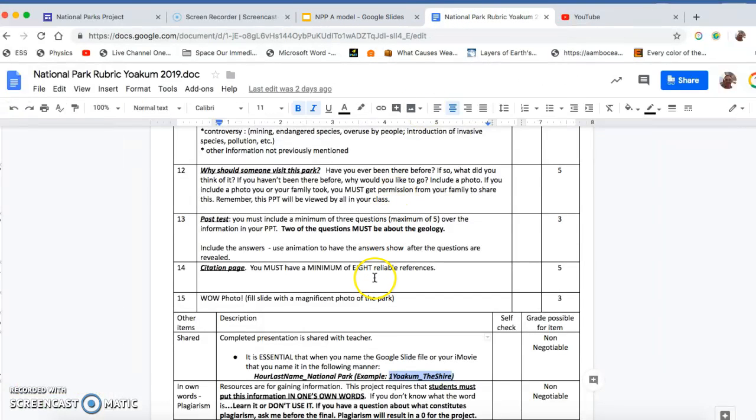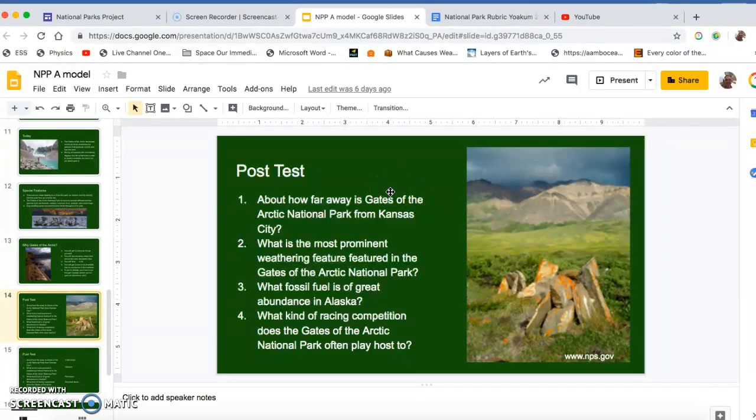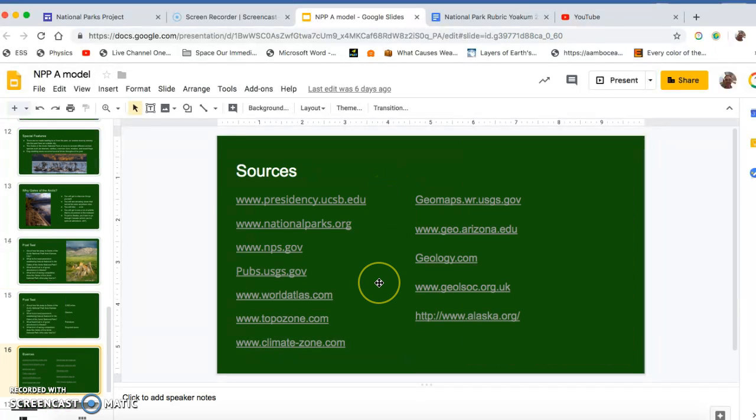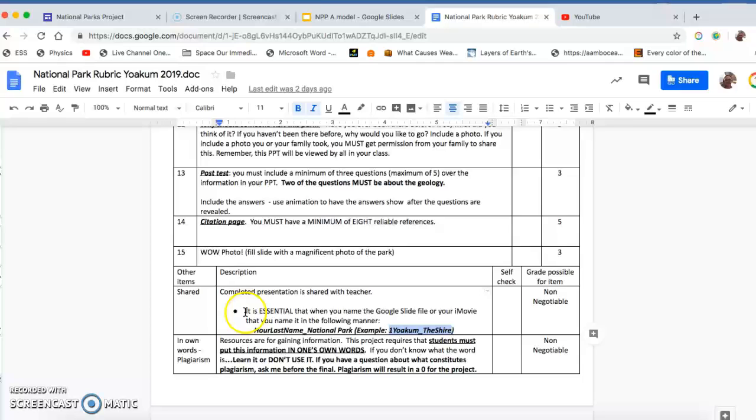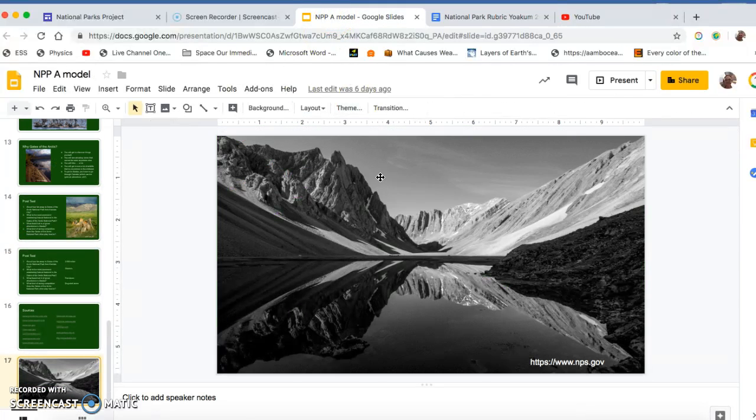And then finally, or not quite finally, a citation page. So again, there are the answers to the questions. Citation page, again, if I follow these links, they're not going to get me to the photograph or the information that the student specifically found. So I need more information than geology.com. If there's a page in geology.com that has information about this park, then link to that page, not to the parent page. Okay, and then a wow photograph on slide number 15. And that wow photograph is definitely a wow. Excellent work, student from last year.